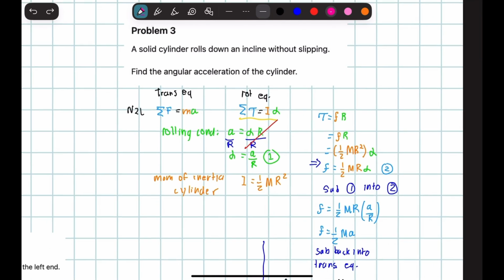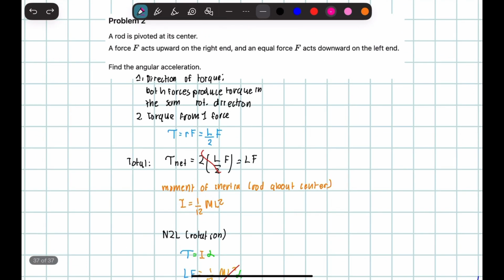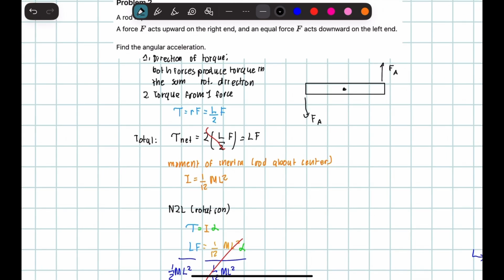Now let's do another problem. Let's go over problem 2 first, actually. A rod is pivoted at its center, and a force F acts upward on the right end, and an equal force F acts downward on the left end. So let's actually draw this out. It's pivoted at its center, so that means here it goes up on the right, so F goes up, and then F goes down. So there's the direction of the torque.